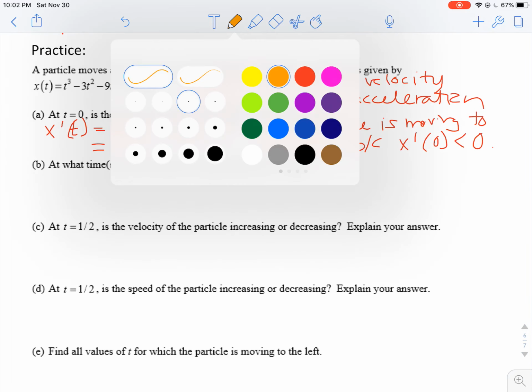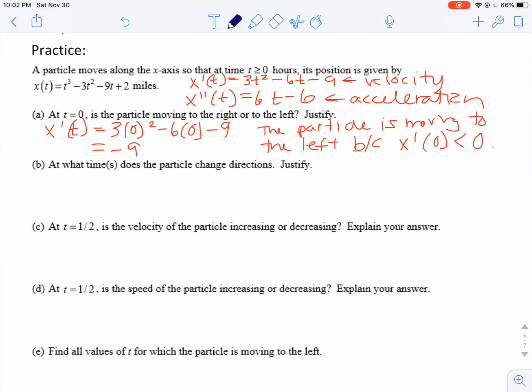All right, at what times does the particle change directions? So we're going to make a sign chart with our first derivative to see where our velocity is going to equal 0 and if we change directions or not. So we're going to factor 3t squared minus 2t minus 3, so that's going to be 3, t minus 3, t plus 1, t equals 3, t equals negative 1.